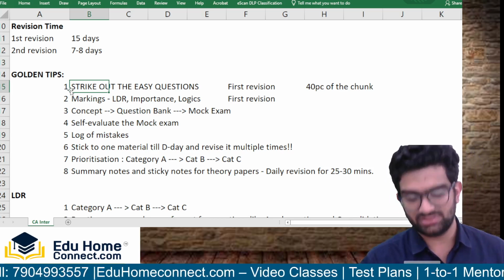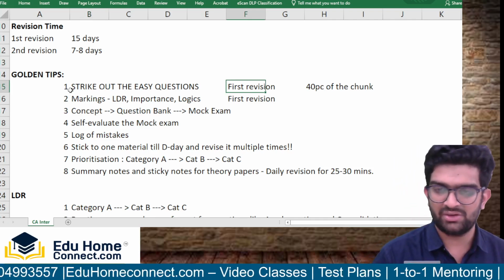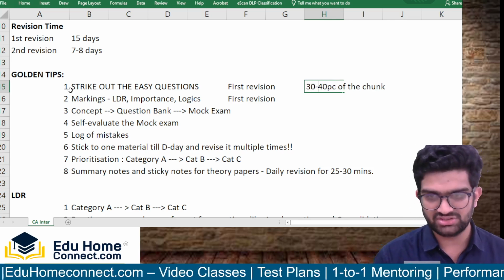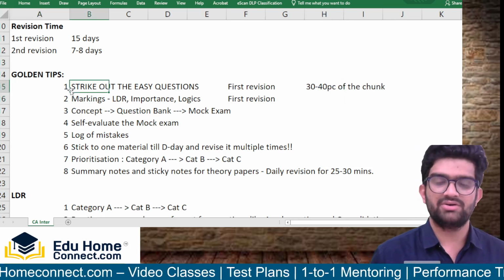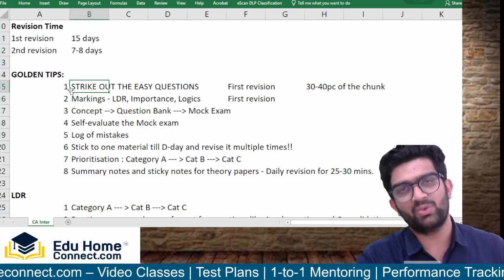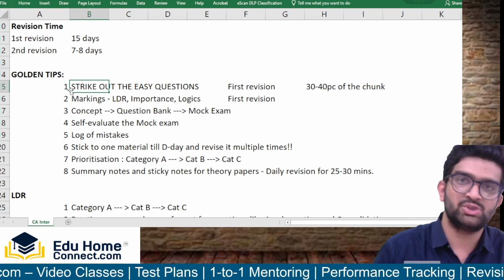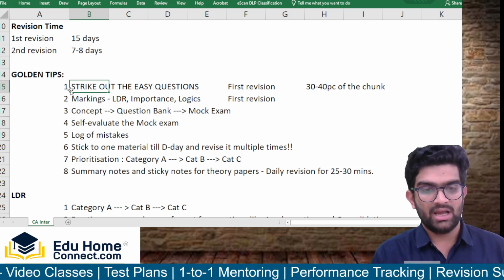This should ideally be done in the first revision, and we need to eliminate around 30 to 40% of your chunk in the first revision itself. You need to strike out the questions which you feel are very easy, you are very confident with, and you are sure that these are the questions which you will not go wrong with.